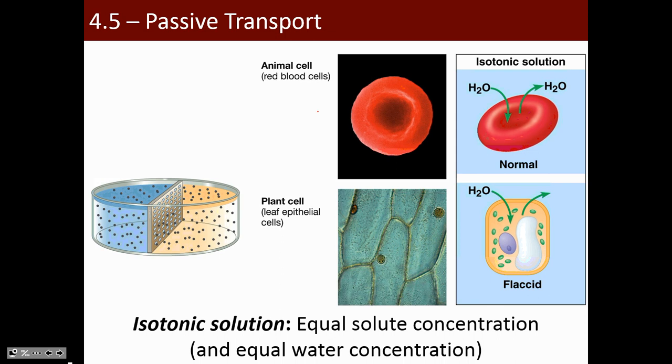It's neither gaining nor losing a mass of water. There's flow across the membrane, but there's no net exchange. So the cell stays at its normal shape and size. And this is how a healthy red blood cell should be shaped, this little concave pillow.